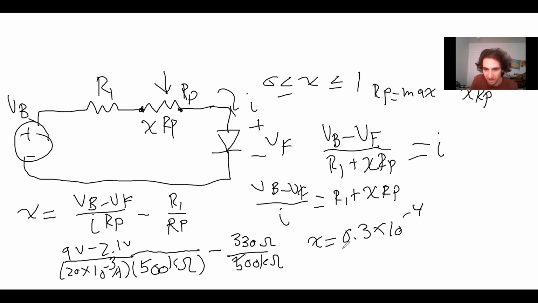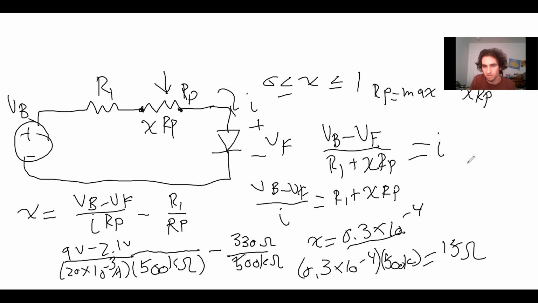So you're saying, okay, what does this number even mean? Let me make this more intuitive. If you remember, because we're using a 330 ohm resistor, more than 20 milliamps is actually going to flow. But if I force 20 milliamps, so if I do 0.3 times 10 to the negative 4 times 500K, that actually equals 15 ohms, right?